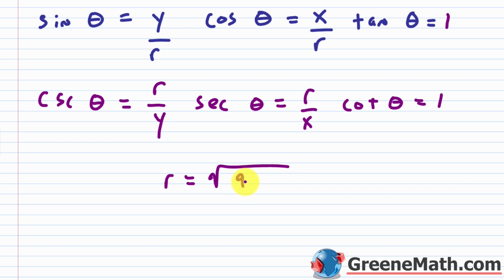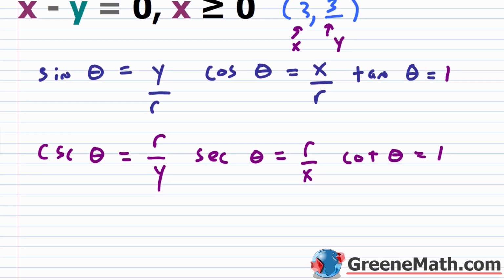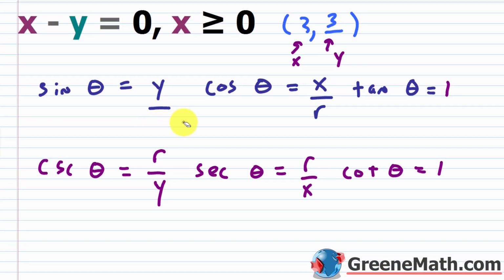So 18 is 9 times 2. 9 is a perfect square. It's 3 times 3. So pull that out and you'd say this is 3 times the square root of 2. Okay, so what I'll do is everywhere there's an r, I'll just replace it with 3 times square root of 2. So 3 times square root of 2 and 3 times square root of 2. And you can do it here as well.